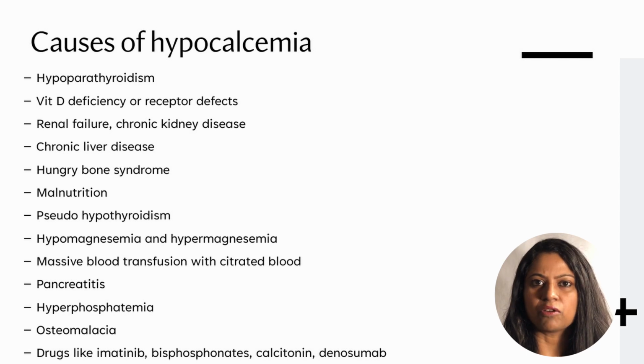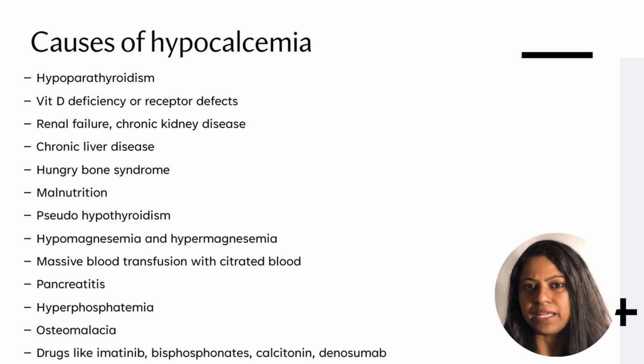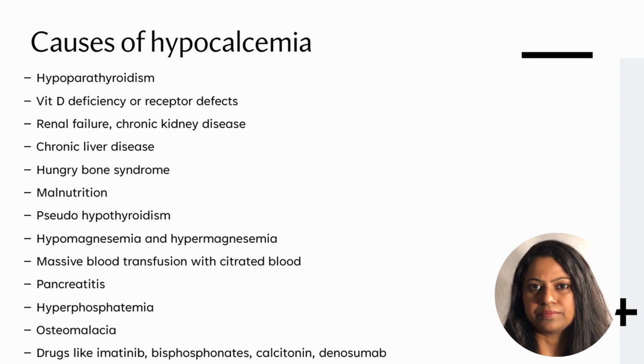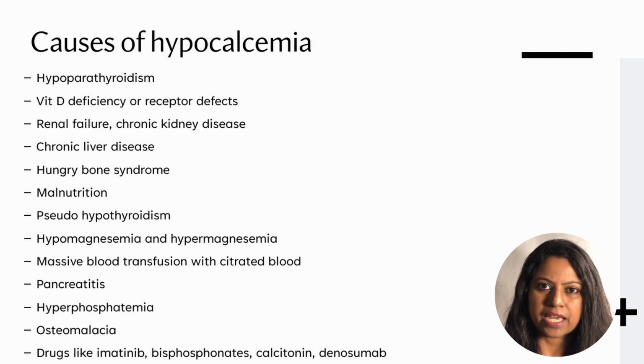Some of the common causes of hypocalcemia include hypoparathyroidism, malnourishment, vitamin D deficiency or vitamin D receptor deficits, chronic liver disease, chronic kidney disease, certain medications like imatinib, bisphosphonates, and disorders in magnesium. The clinical features of hypocalcemia include fatigue, tetany, paresthesias, muscle cramps, and some mental changes. There may be basal ganglia calcifications, especially in primary hypoparathyroidism. The QTc may be elevated.